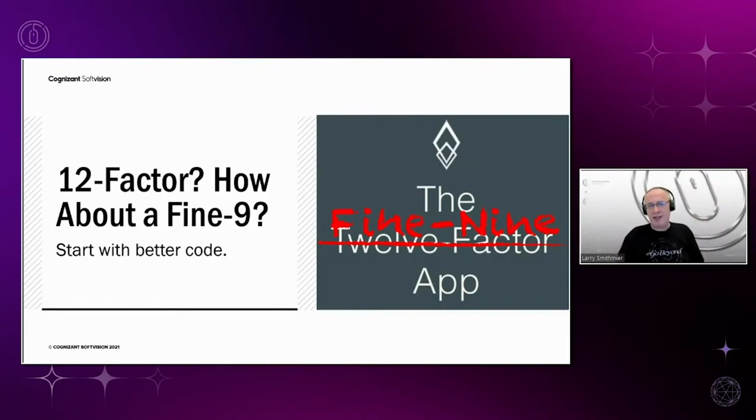12's too many. I don't have 12 fingers. Let me do 10. Well, I'm going to keep one in reserve. Let's do 9 different things that we can do to build ourselves a better cloud experience, to move our software to the cloud. Okay. So we're going to start out with better code.